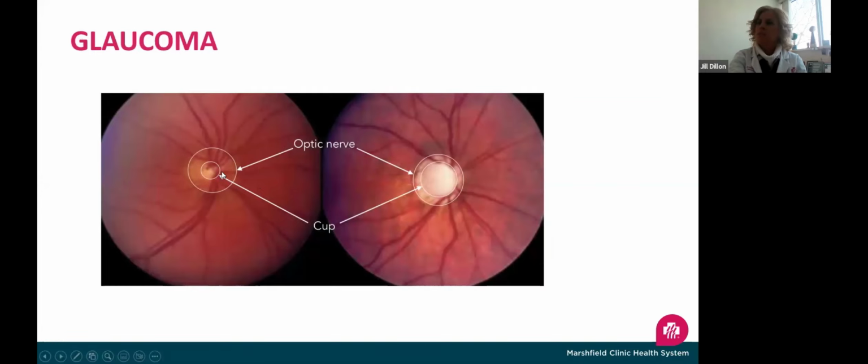This is, again, your optic nerve. The center of your optic nerve is called your cup. In glaucoma, this one on the left-hand side is normal. In glaucoma, we're seeing this cup enlarge quite large.